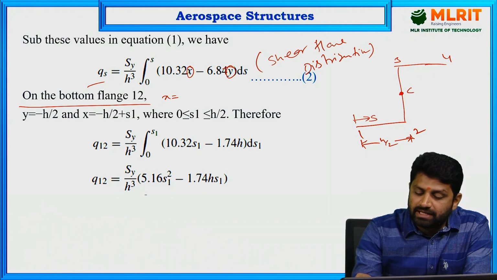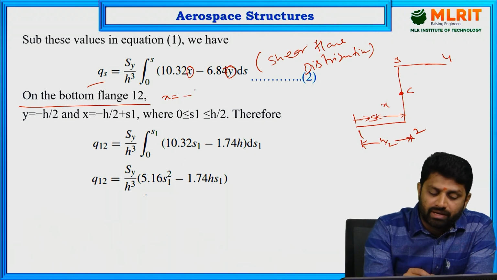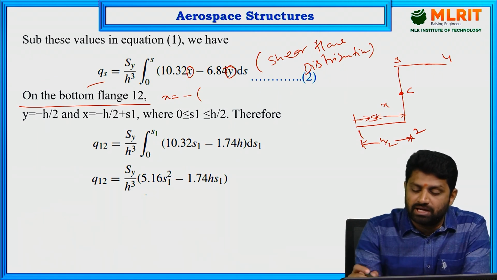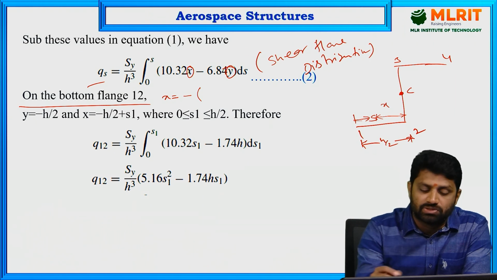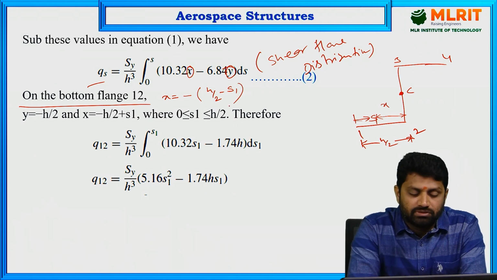So if S is from here to here, you should know the distance from here to here from the centroid. That is nothing but x. But what is the distance? First of all, it is a negative distance. So first you have to write minus, because the left side of the centroid you will take as negative. So minus, and the total distance is h by 2. You have to subtract this s distance. So minus of h by 2 minus s. You can consider s1 also, s1. So that is the distribution you have to substitute.